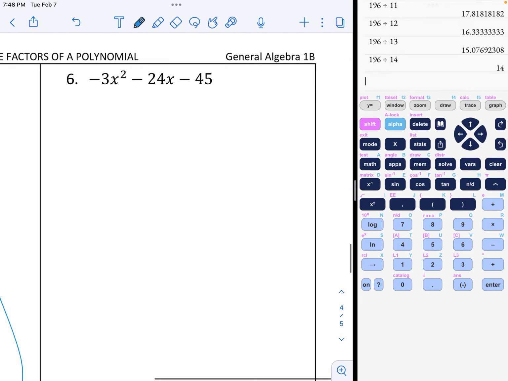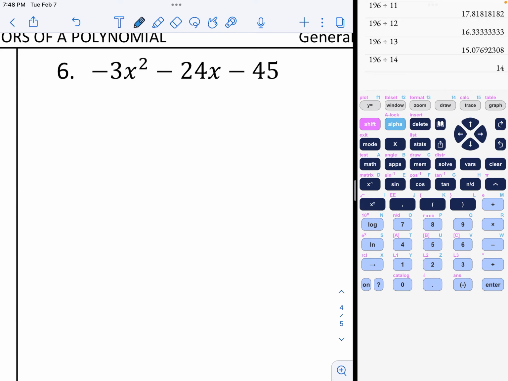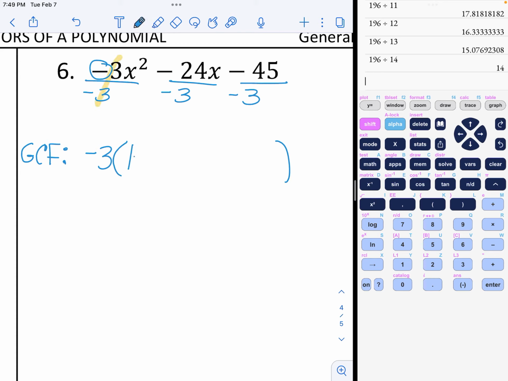Number 6. 3 goes into every single term as a GCF. However, earlier in the lesson, I told you that if the first coefficient was negative, then you have to divide everything not just by 3, but by negative 3. They don't all have an x, so I just take out a negative 3. Divide here, you get 1 with an x squared. Divide here, you get positive 8 with an x. Divide here, you get positive 15.